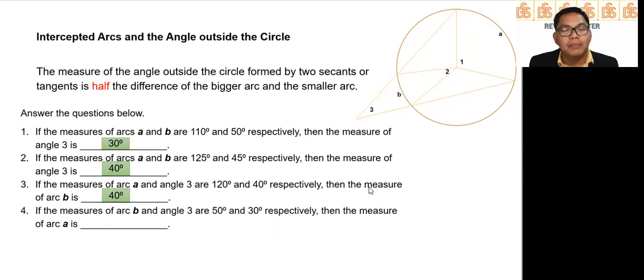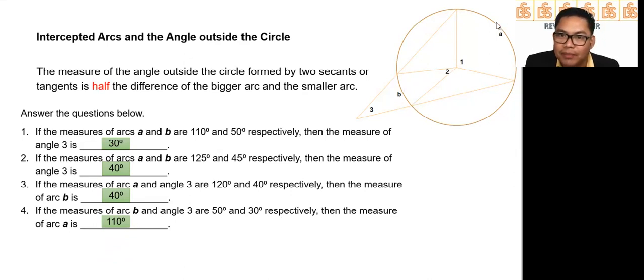Okay, number 4. If the measure of arc B and angle 3 are 50 and 30, so this time the given is arc B and the angle. So how are we going to solve for that? A minus 50 divided by 2 equals 30. So, how am I going to do that in reverse? If I'm going to reverse that, as simple as angle 3 is 30, 30 times 2 is 60, and 60 plus 50 is 110. Okay, that's how I reverse the process.